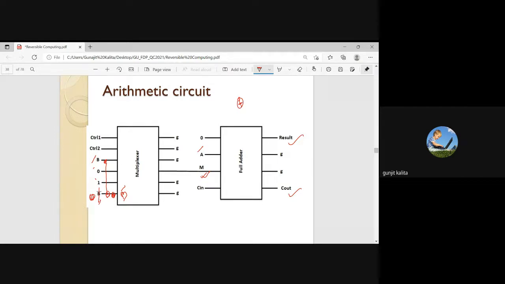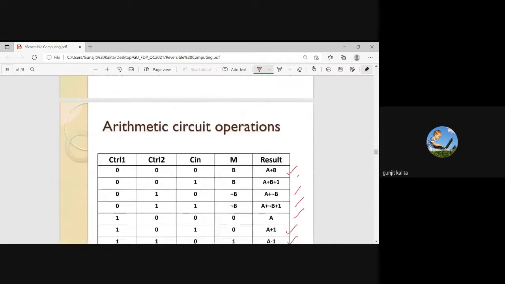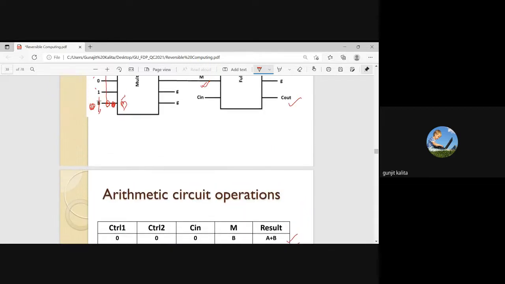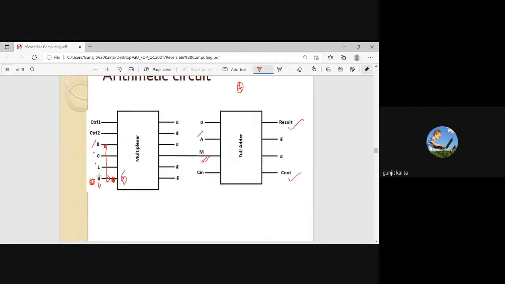So if you see that, all this will come as A plus B, if B is selected. And again, if B inverse is selected, then it comes like this. This way, you can perform all these arithmetic operations. See, the output for this particular one is not required. Though we are not terming this as garbage, it may be termed as garbage in this case if you are not utilizing this. If you utilize it, it's okay.